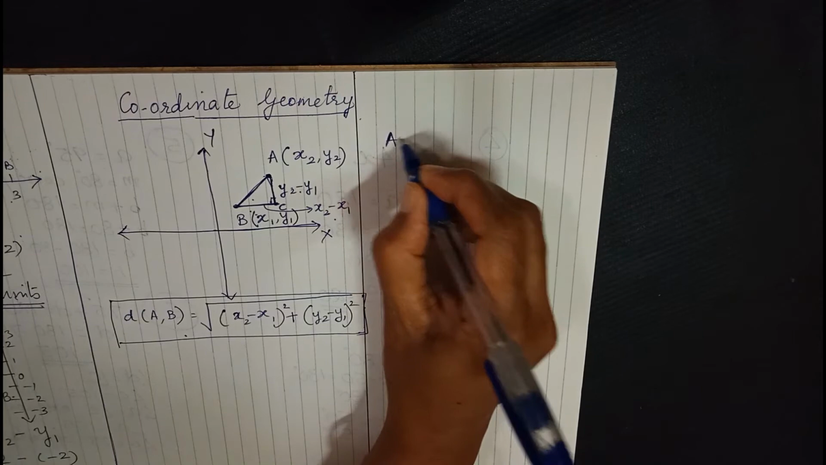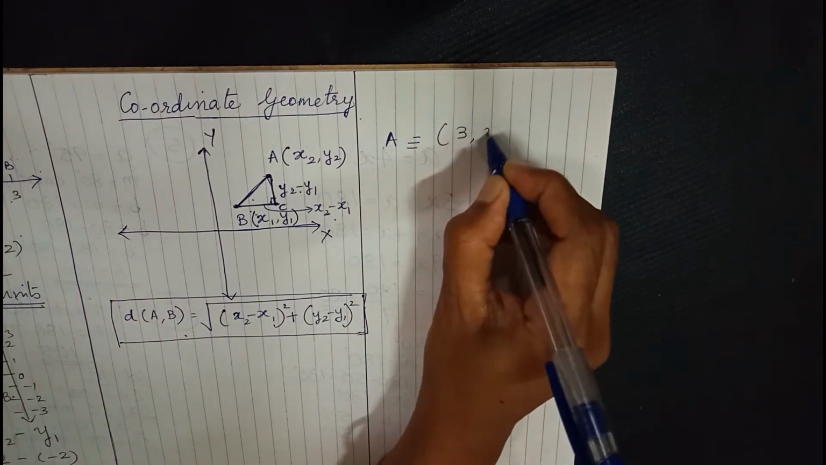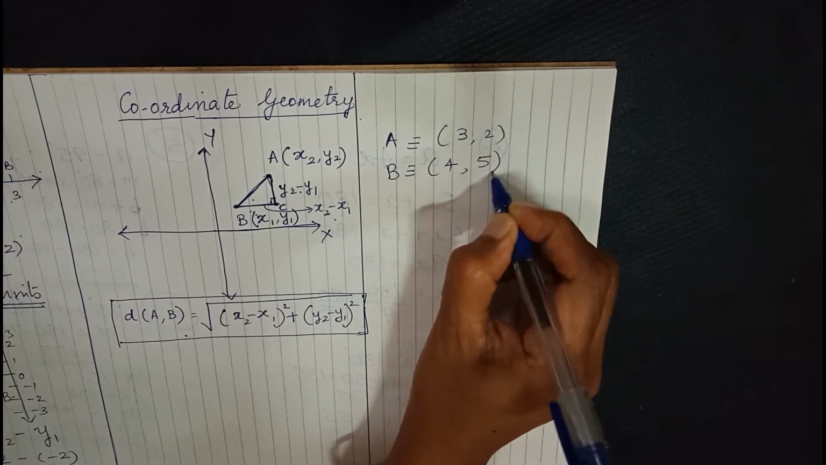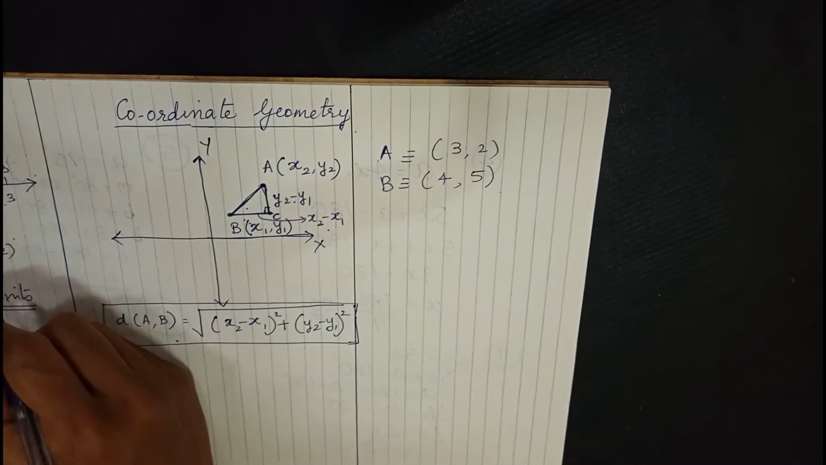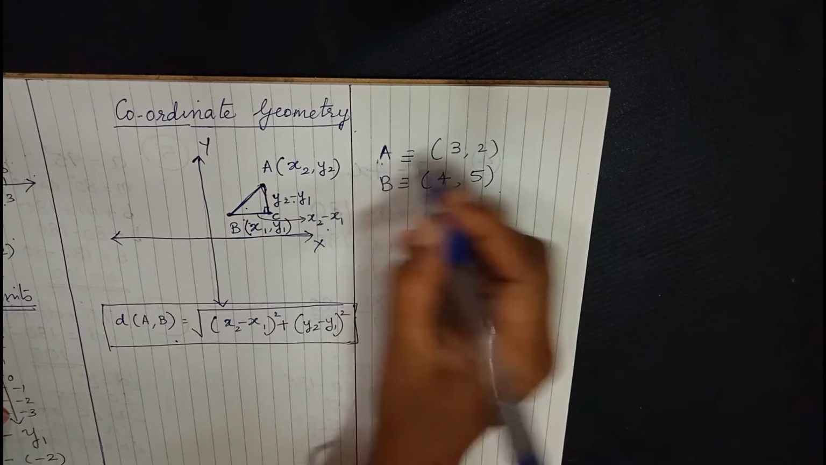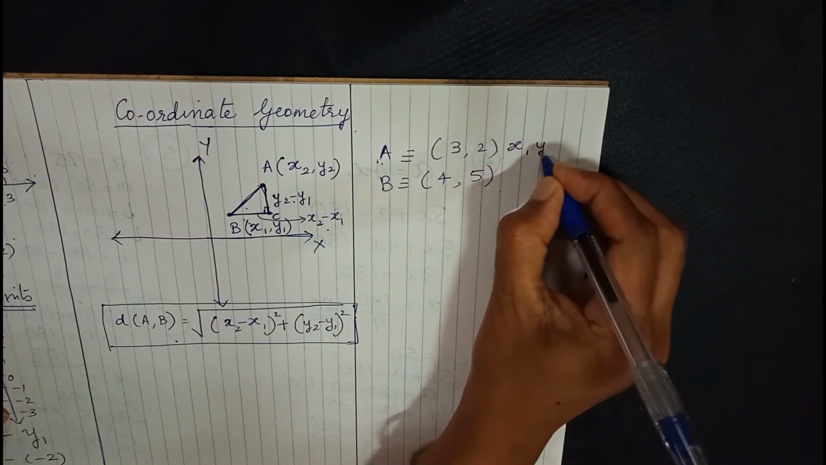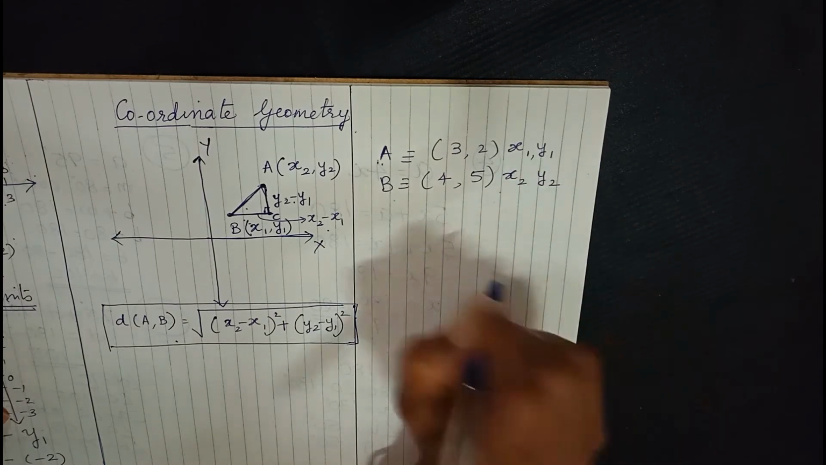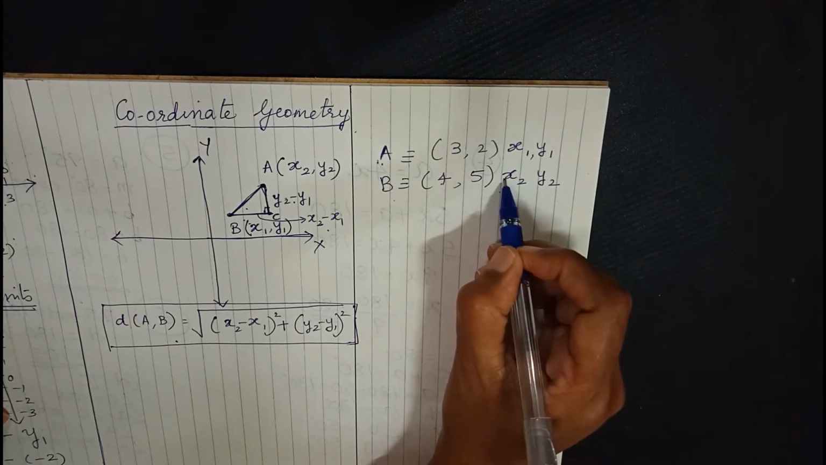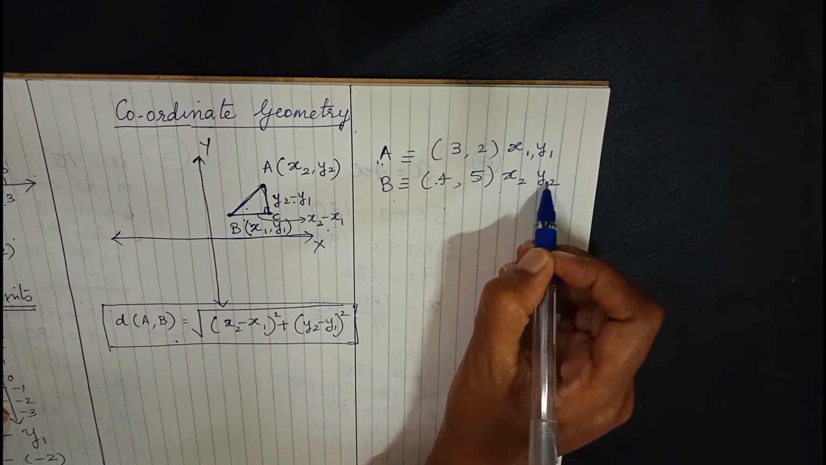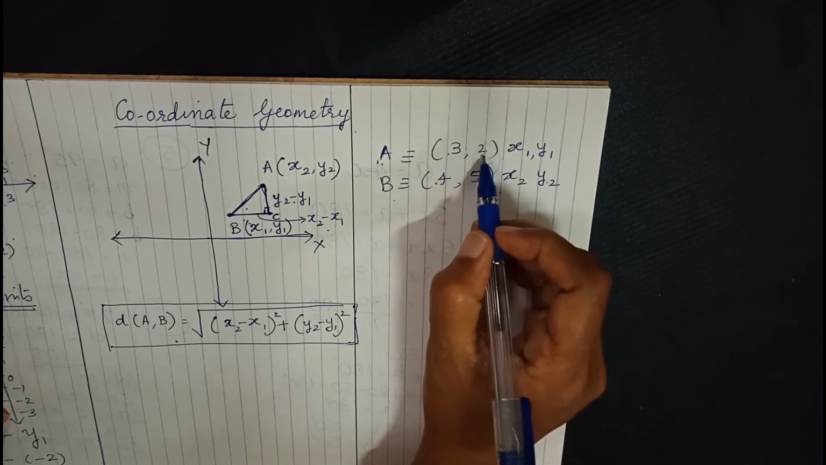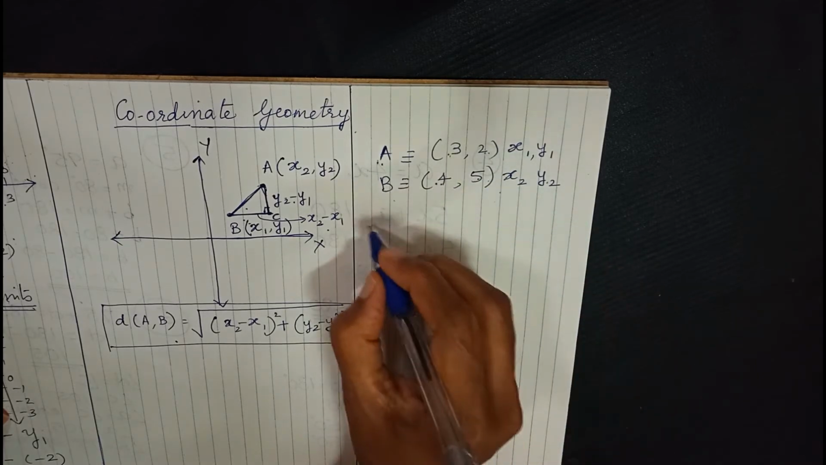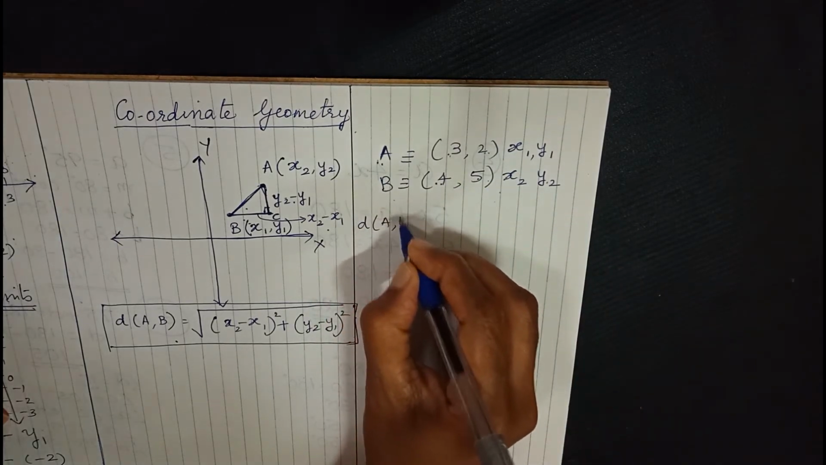Let us say I have A coordinate 3 and 2, B coordinate is 4 and 5. Now I have to find out the distance between these 2 points. First let us assume A to be x1, y1 and B to be x2, y2. Always remember, the first one is the x coordinate, the second one is the y coordinate. It cannot be x1, x2 or y1, y2, right? It has to be x1, y1, x2, y2. Now let us say we want to find out distance AB.